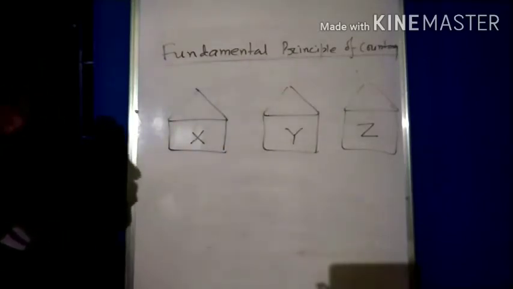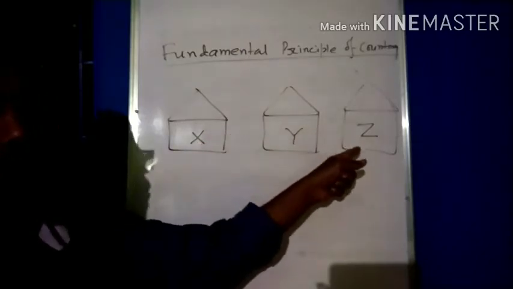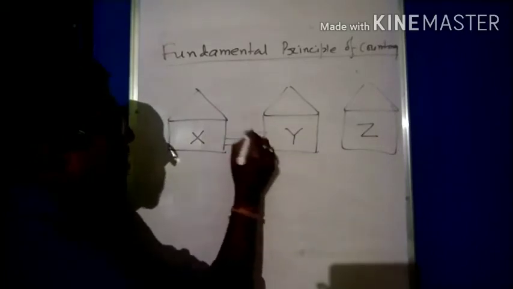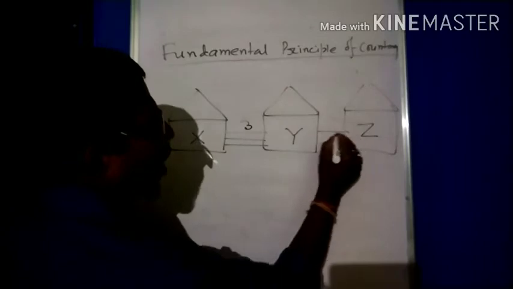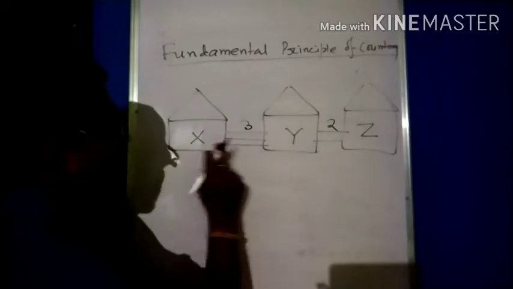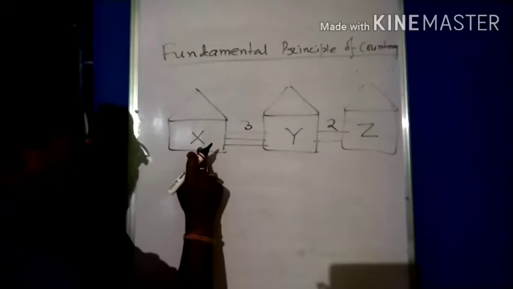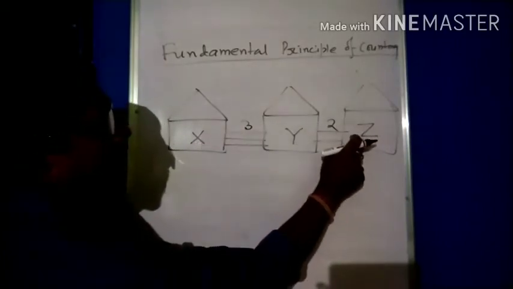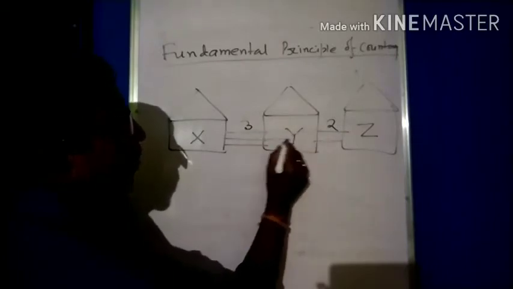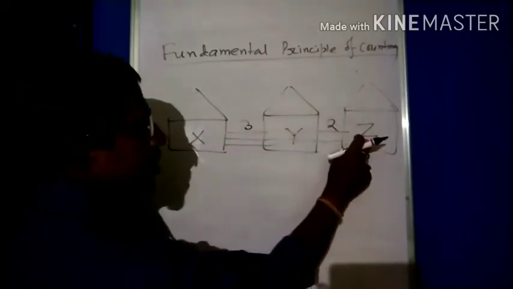Now we are going to discuss another very important unit of permutation, the fundamental principle of counting. What is the fundamental principle of counting? Suppose this is the house of x, this is the house of y, this is the house of z. Suppose x wants to go to y, there are 3 ways, 3 roads are there. And after meeting y, x will go to z's house, so there are 2 ways. X to y 3 ways and y to z 2 ways. So what will be the ways from x to z? There will be 6 ways: 1, 2, 3, 4, 5, 6. There are 6 ways from x to z.